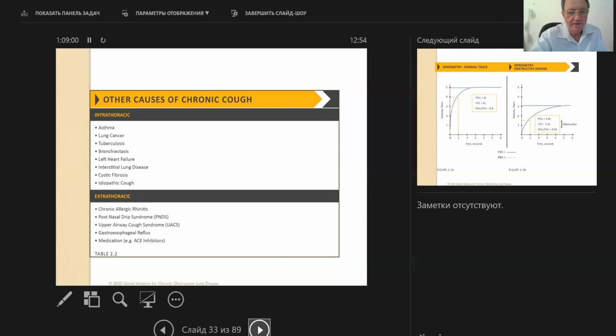And also we should pay attention to extrathoracic causes of chronic cough, including chronic allergic rhinitis, postnasal drip syndrome, upper airway cough syndrome, gastroesophageal reflux, and use of medication. For example, ACE inhibitors: approximately 20% of patients who use ACE inhibitors experience this side effect, a cough.